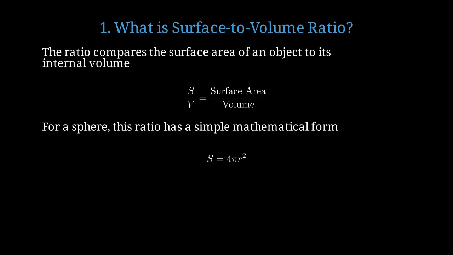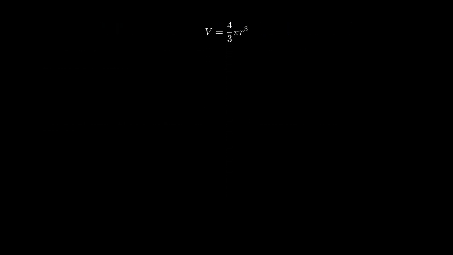The surface area of a sphere is 4 pi r squared. The volume of a sphere is 4/3 pi r cubed. When we divide surface area by volume, we get 3 over r. This is the key equation. The ratio increases as radius decreases.